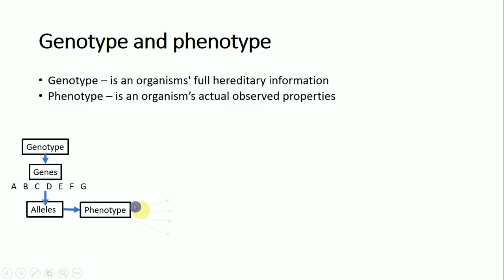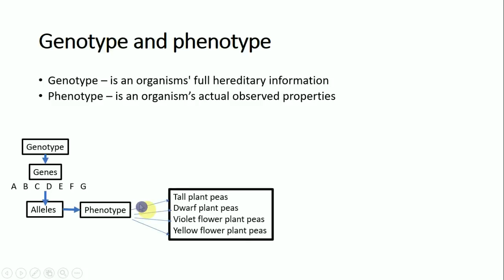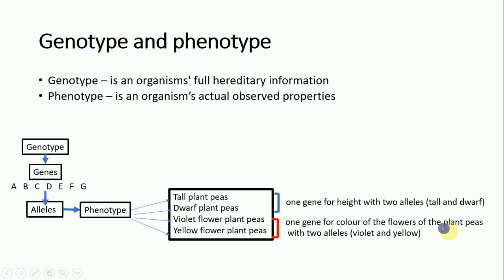So a physical characteristic can be the height of the plants, either tall or dwarf, or the color of the flower of the plants, either violet or yellow. So 1 gene for height with 2 alleles for tall and dwarf, and 1 gene for color of the flowers of the plant with 2 alleles for violet and yellow.